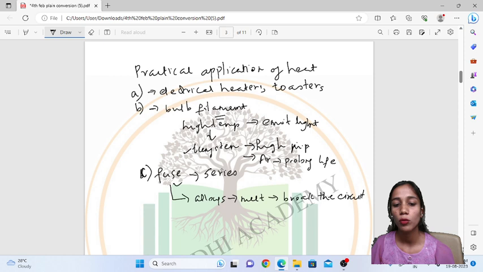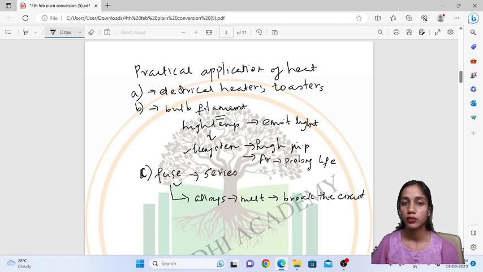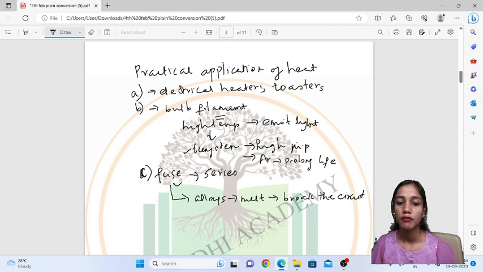Okay, and why does this wire melt? Because of the heating effect. The high energy which is used to produce high current is also given out as heat, which will melt the wires, and that's the reason it will break the circuit. So these are some of the practical applications of heat.